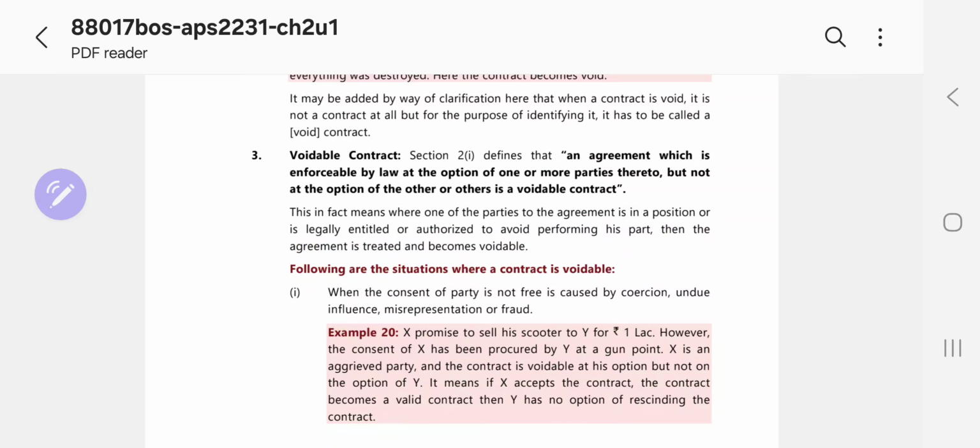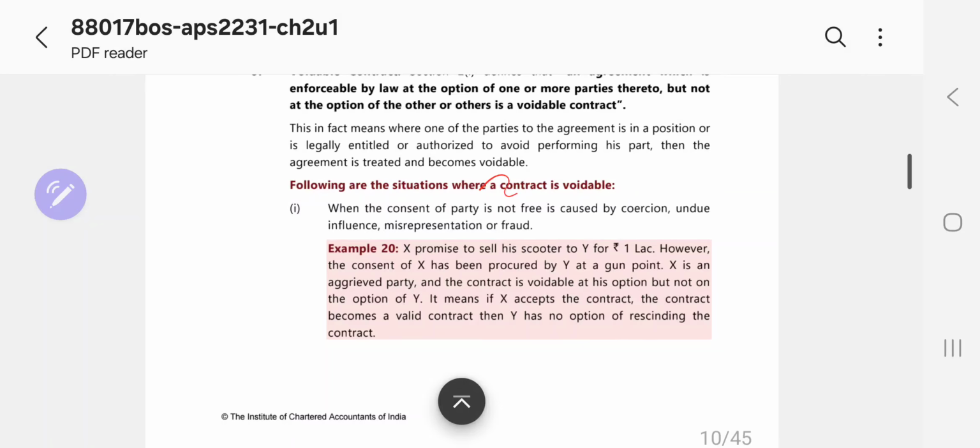So here we have explained the situations where a contract becomes voidable. First one is when the consent of the party is not free, is caused by coercion, undue influence, misrepresentation, or fraud. One of the most essential elements of a valid contract is free consent. The parties should have a free consent to the contract.